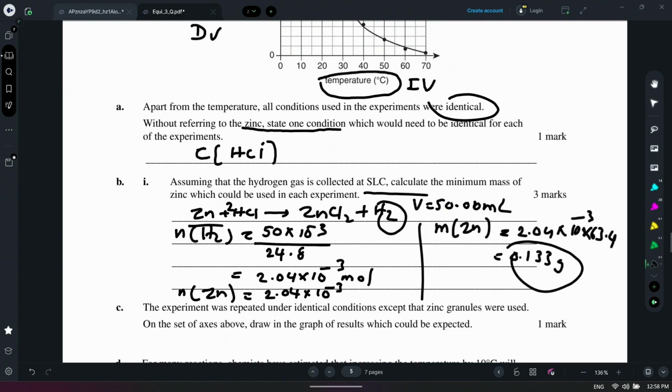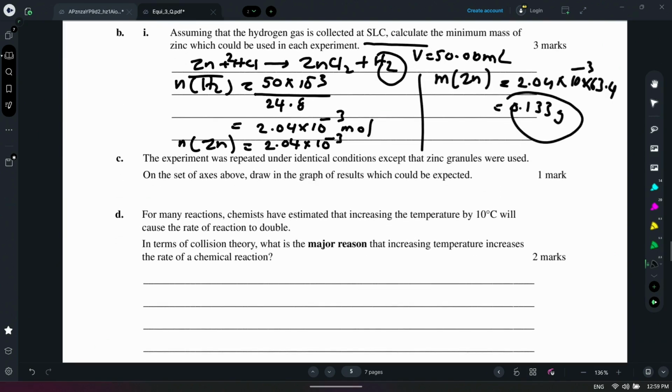Or you might be getting something very similar, something lower than this amount, because I don't think they used 24.8. But you need a calculator. I haven't got a calculator with me, sorry. All right, that part is done.